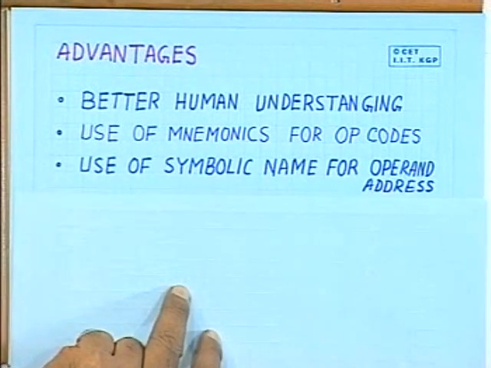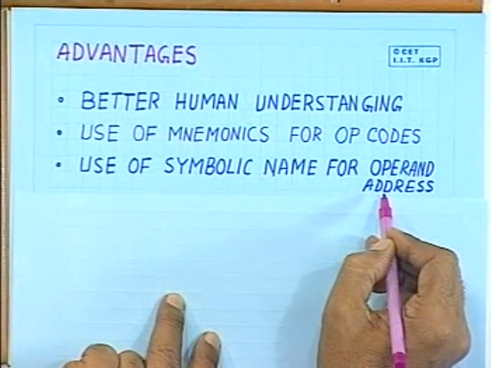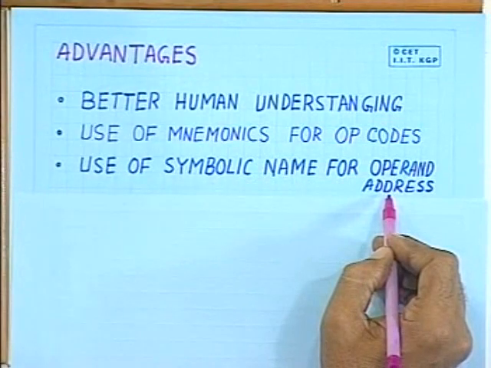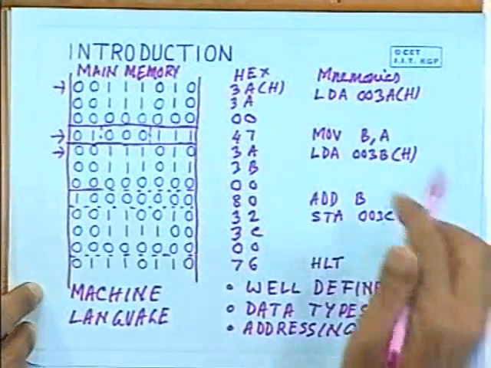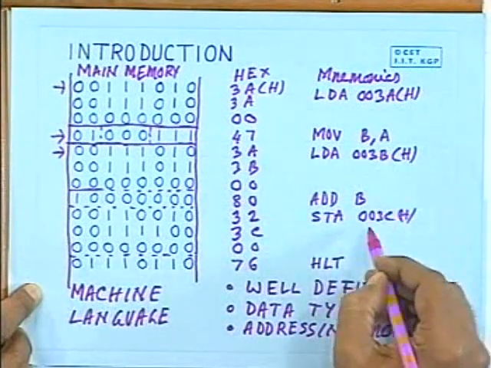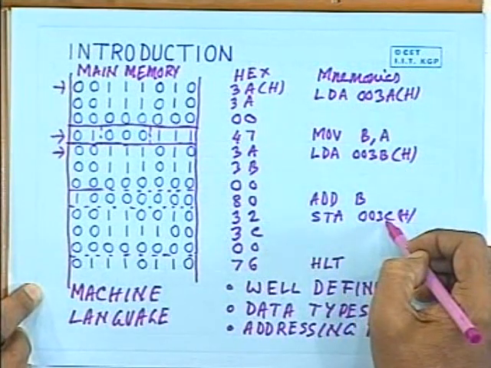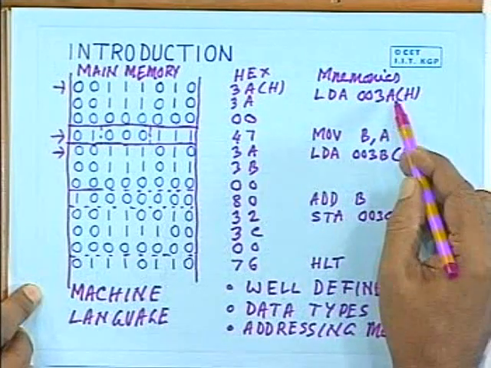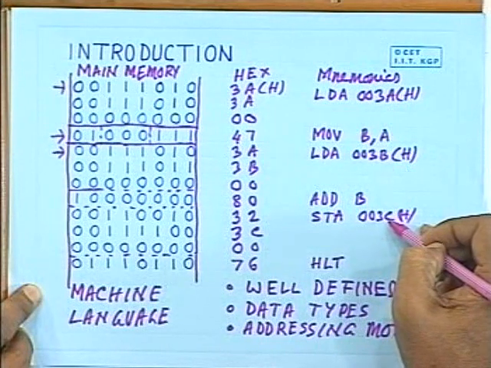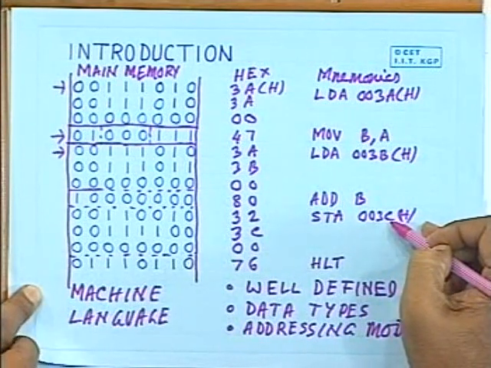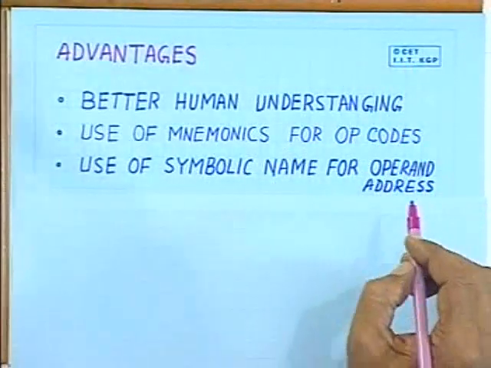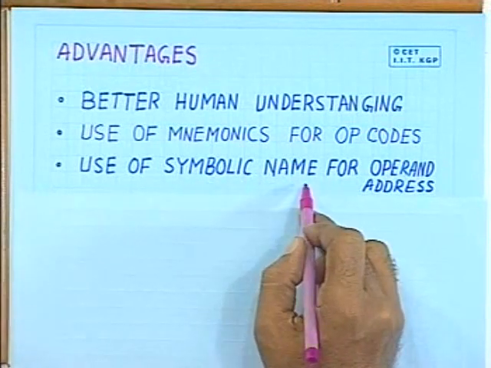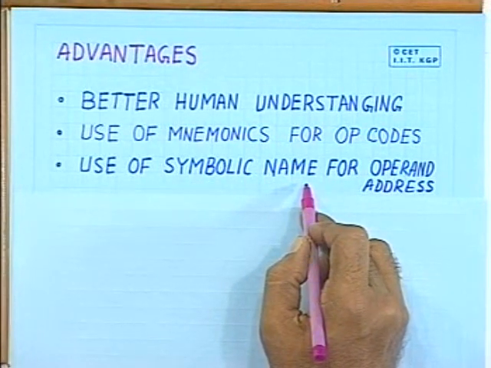The second advantage, another important feature, is the use of symbolic names for operand addresses. In the program that we have shown here, for example, this address or this address is given in absolute form. That means the absolute address is provided as part of the instruction. So whenever absolute addresses are provided, it is very difficult for the human user to keep track. So these operand addresses are replaced by some symbolic name, and this also improves the convenience of the programmer or the user.